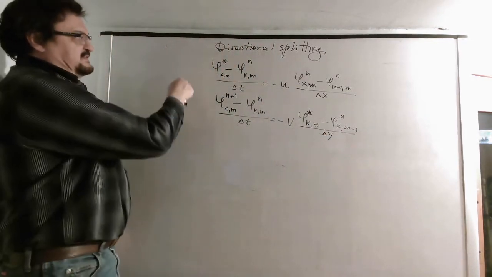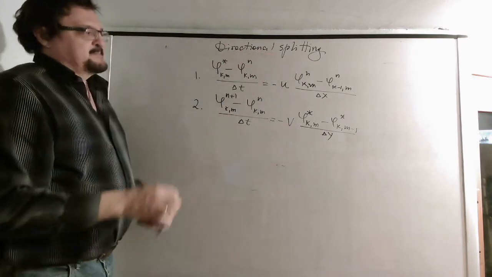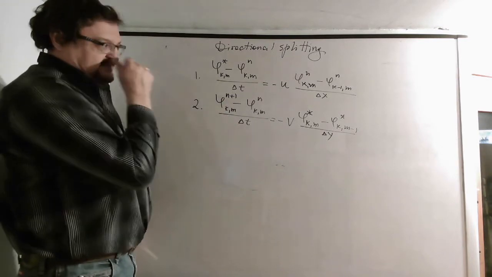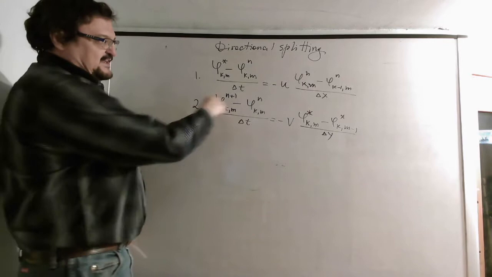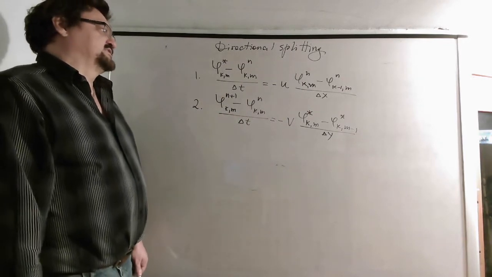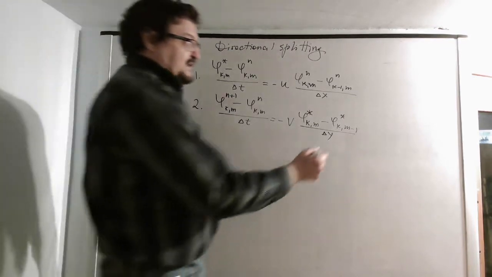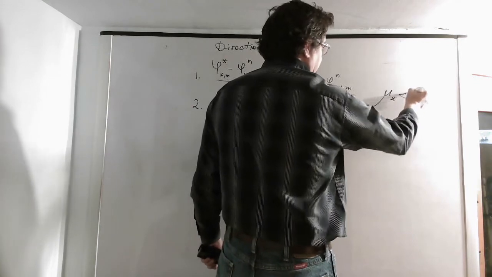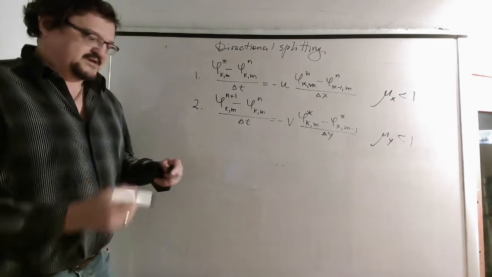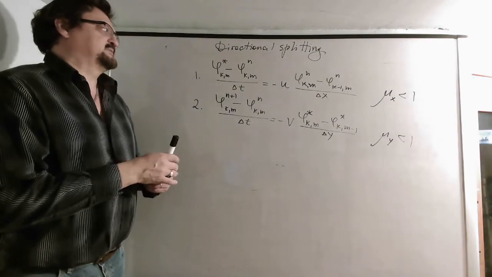So you see, you have two steps. First you apply the upstream bias scheme in the x direction. After you find the solution, you use that solution as initial conditions for the solution in the other direction. And for each of those steps, of course, mu x should be smaller than 1 and mu y smaller than 1. So you see, it's much less restrictive, so you can use longer time steps.